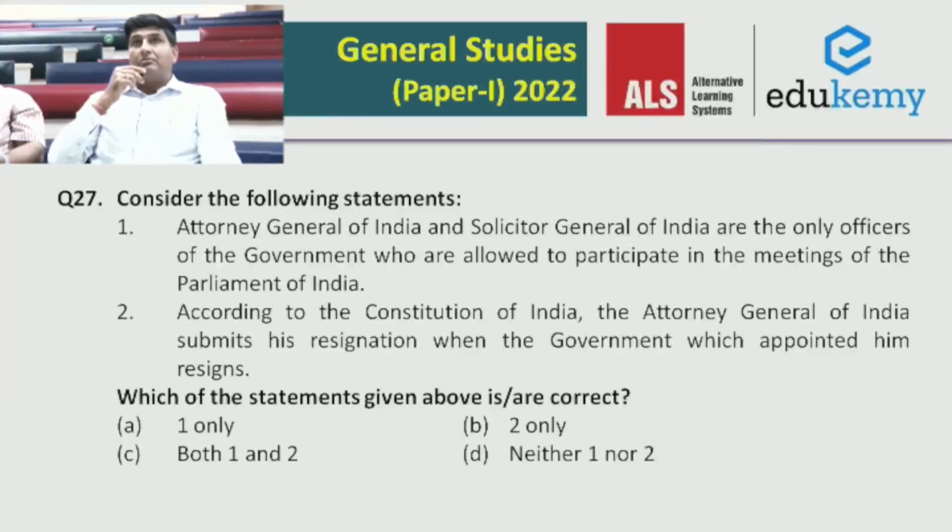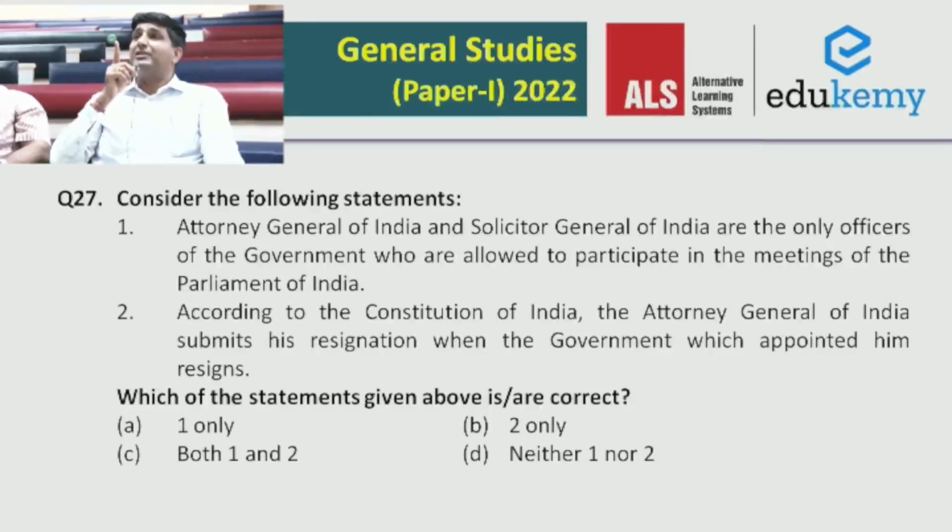Attorney General. Now, there are 2 statements given related to the Attorney General. The first statement says the Attorney General of India and Solicitor General of India are the only officers of government who are allowed to participate in the meetings of Parliament of India. Now, this statement is wrong because of the mention of Solicitor General of India. Let me put it like this. Article 76 of the Indian Constitution talks about the Attorney General, and the Attorney General is the only person who, even though not a member of either house of Parliament, can participate in the proceedings of both houses of Parliament, with the right to speak but no right to vote.